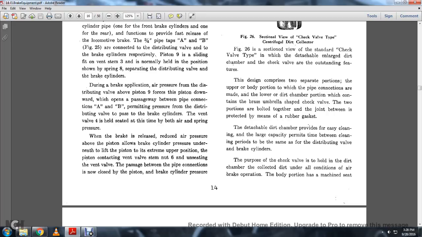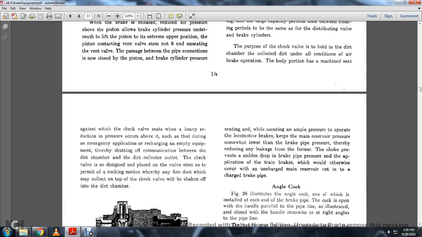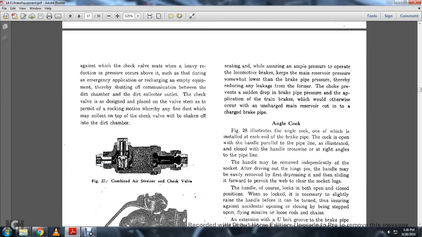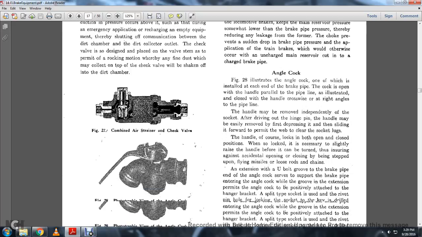The purpose of the check valve is to hold the dirt in the chamber and collect the dirt under all conditions of air brake operation. The body portion has been machine seated against the check valve, which seats firmly when a reduction of pressure occurs above it, during an emergency application, or when charging empty equipment, thereby shutting off communication between the dirt chamber and the dirt collector outlet. The check valve is designed and placed on the valve stem to permit a rocking motion, whereby any fine dust collecting on top of the check valve will be shaken off into the dirt chamber.